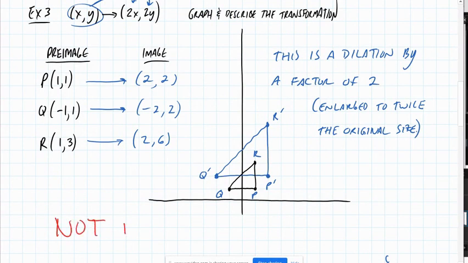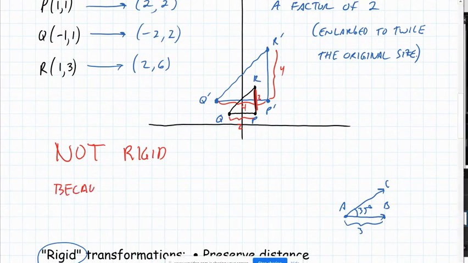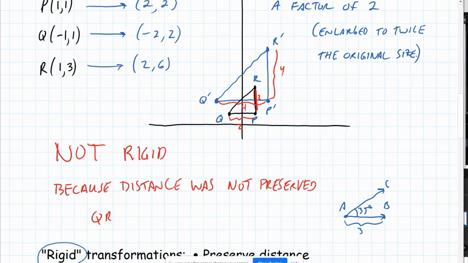This is not rigid, and the reason why it's not is because distances were not preserved. This distance was 2, but in the new figure, it's 4. This distance here is 2, and this one, it's 4. Okay, so distances were not preserved, so not rigid, because distance was not preserved. For example, QP is not equal to Q'P'. The length of QP is not the same as the length of Q'P'. Remember, when we don't put a bar on top, that means we're talking about a length. It represents a number, and those two numbers are not equal. This one was 2, and this one was 4, and so those are not equal.